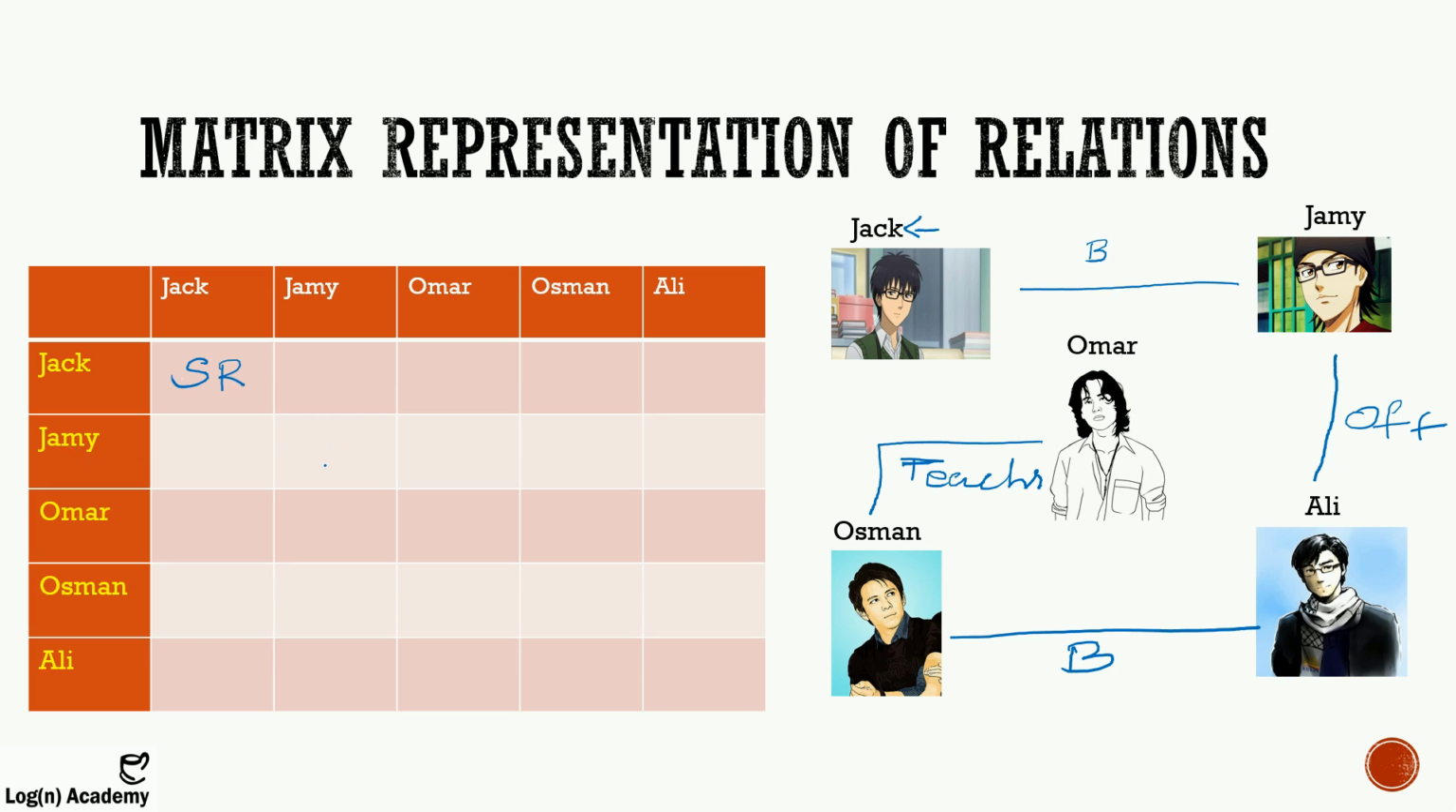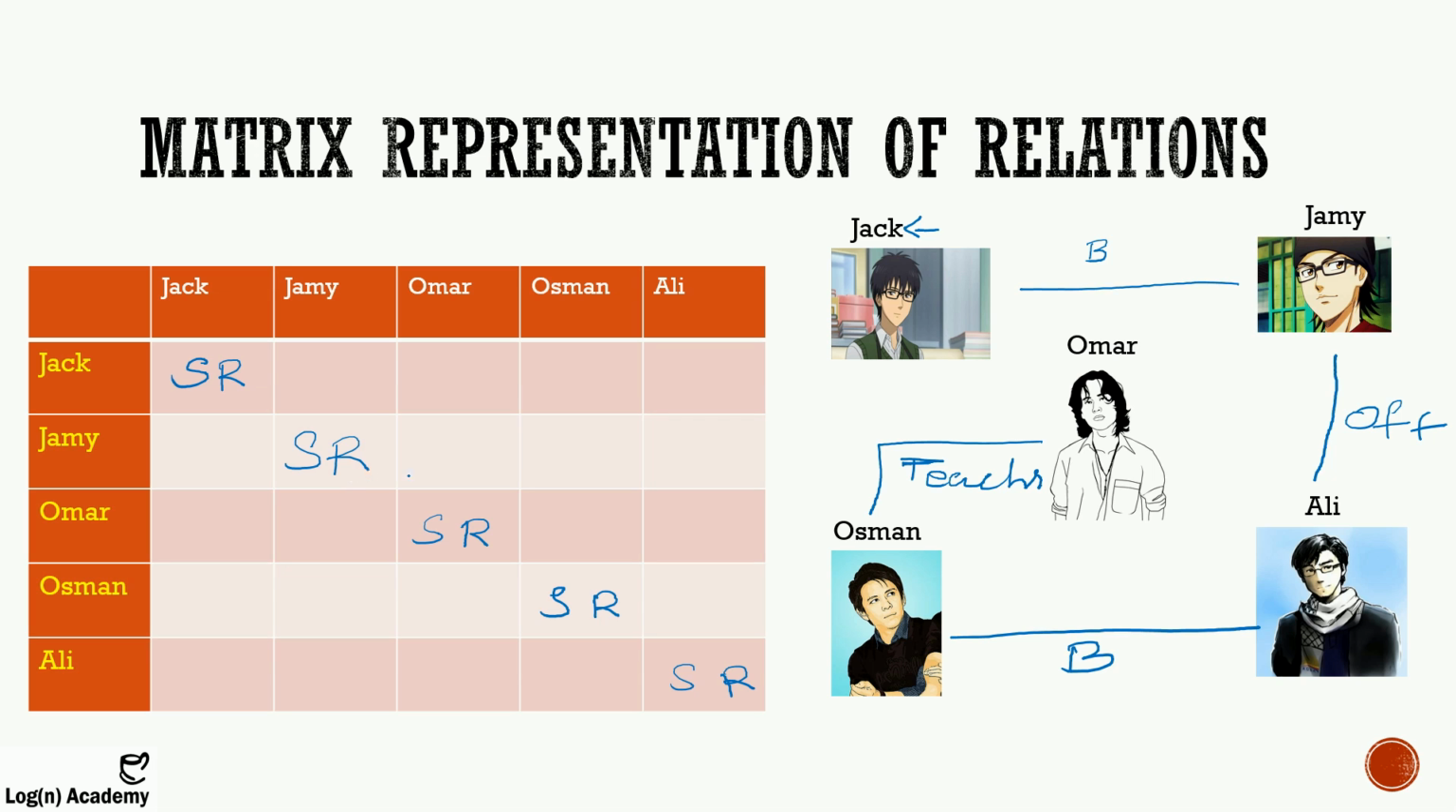In the same way, Jamie is also related to himself. Umar is in the same relation. Usman is also in the same relation, and Ali is also in the same relation. So this is the first and the basic property which has been satisfied, and all these guys are related to themselves. Now the second property we have is symmetry.